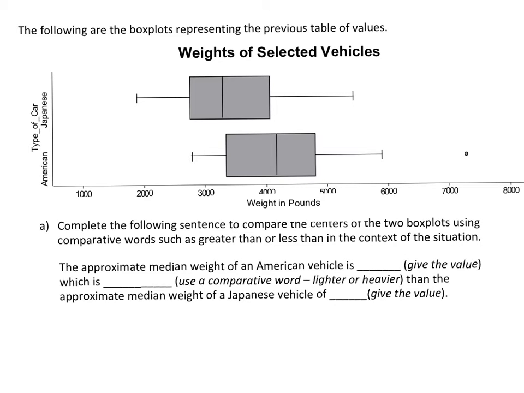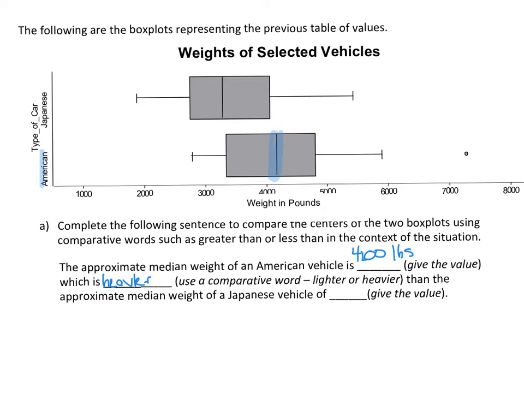So the approximate median weight of the American vehicle, notice we have our label here. Our American median is approximately there, and we can say it is about 4,200 pounds. Make sure you give a unit, which is, meaning comparative word, heavier than the approximate median weight of a Japanese vehicle.